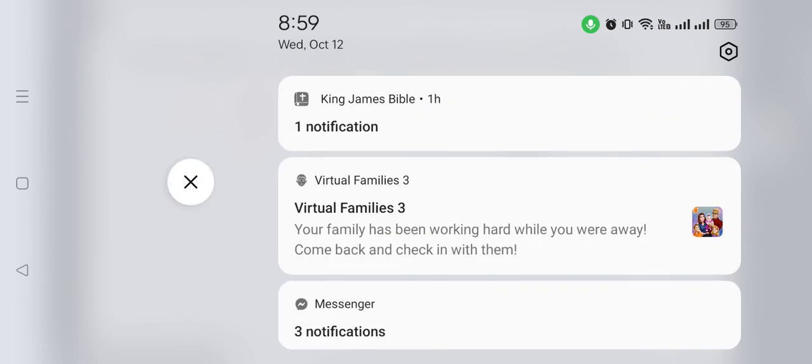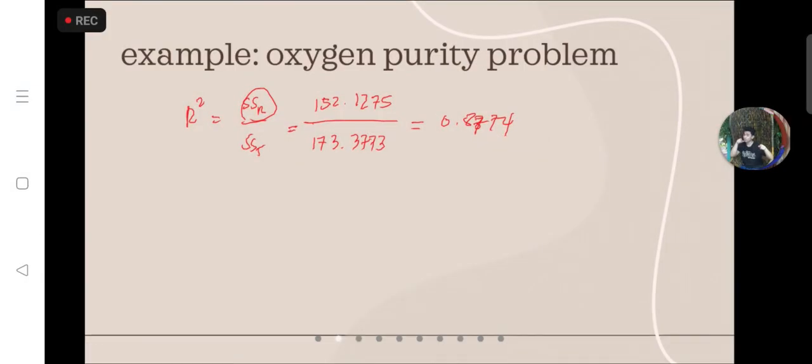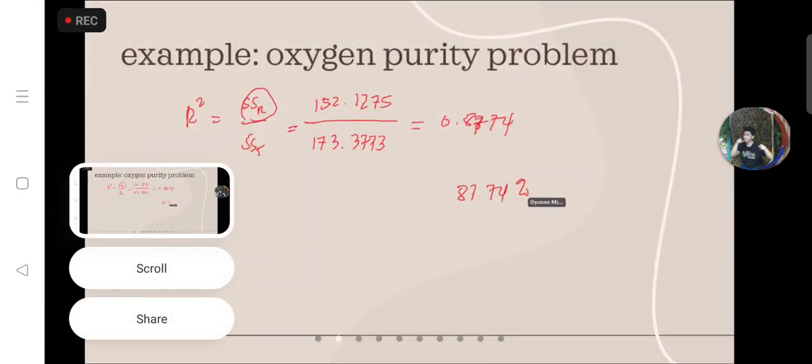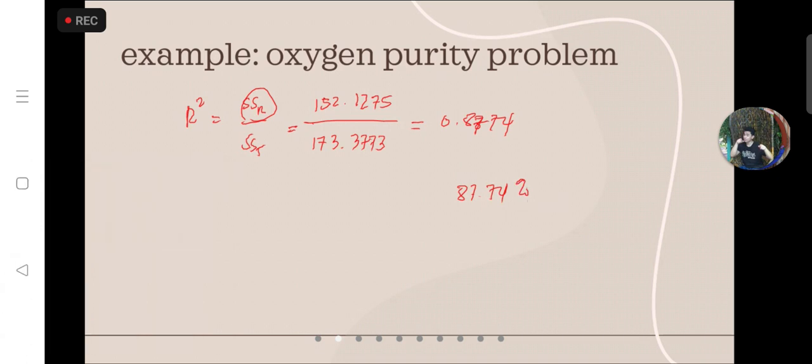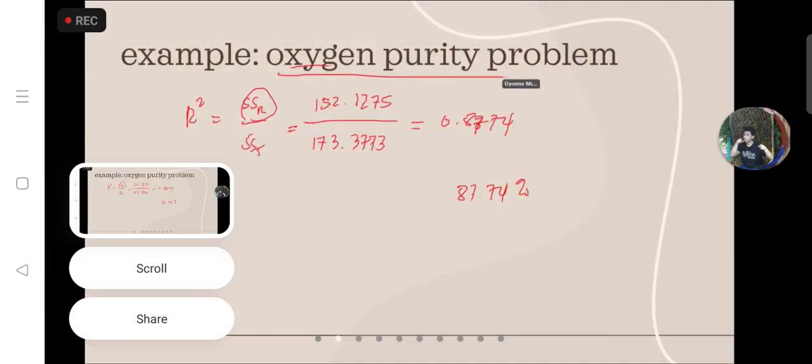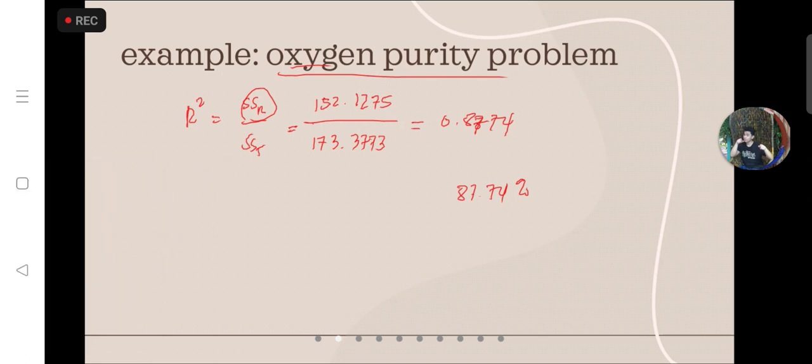So our coefficient of determination is 0.8774. Therefore, our regression model is 87.74% accurate in making predictions. So therefore, our regression model for the oxygen purity problem is adequate already. So any questions?